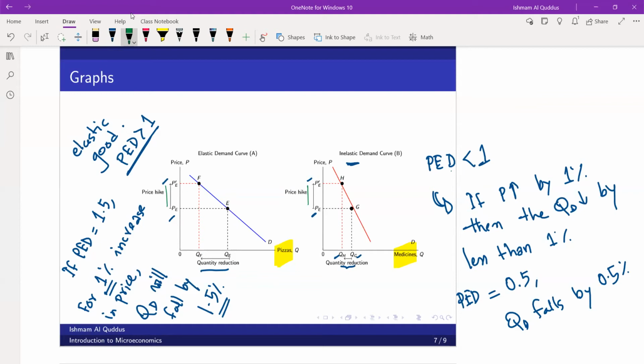So medicines are a necessary good, right? Often you will see that the prices of medicines do fluctuate, but people don't stop buying medicine, because you need medicines for your health.